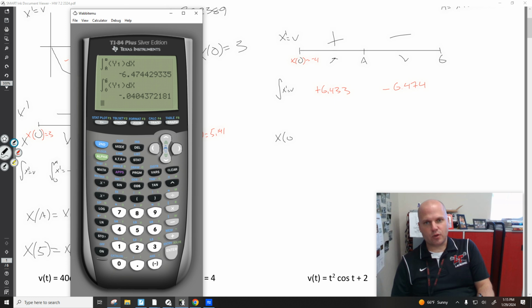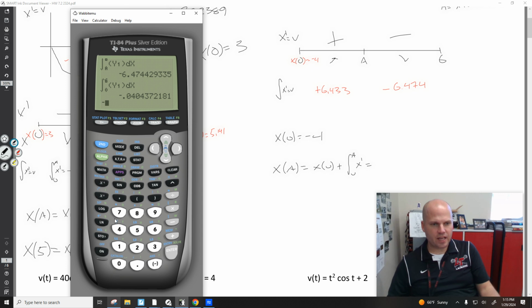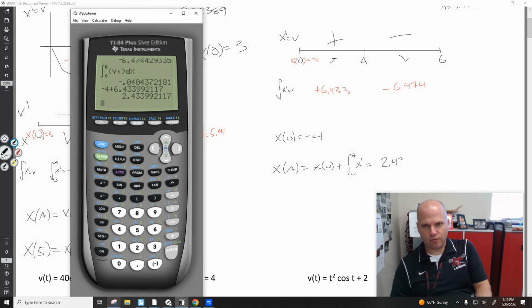We got x of 0 is -4, x of a equals x of 0 plus the integral from 0 to a of x prime. So that's -4 plus the integral from 0 to a. And I get a position of 2.433.